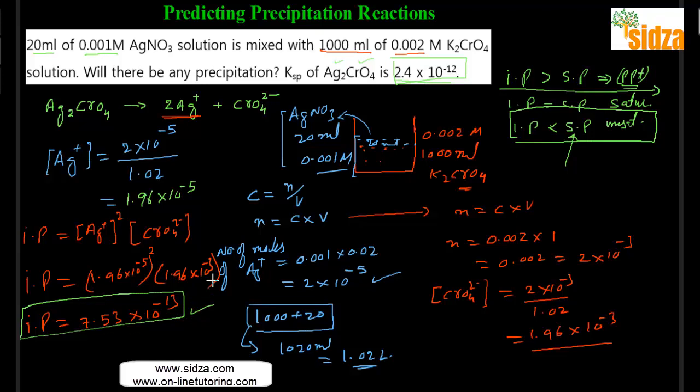That means the solution is unsaturated, which means no precipitation can take place, right? So no precipitation will take place. Precipitation will only take place if this ionic product is more than 10 power negative 12, right? Hope you got it.